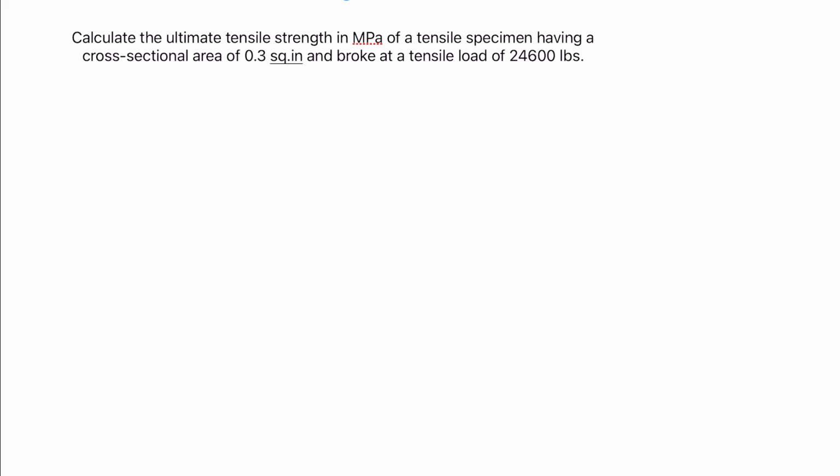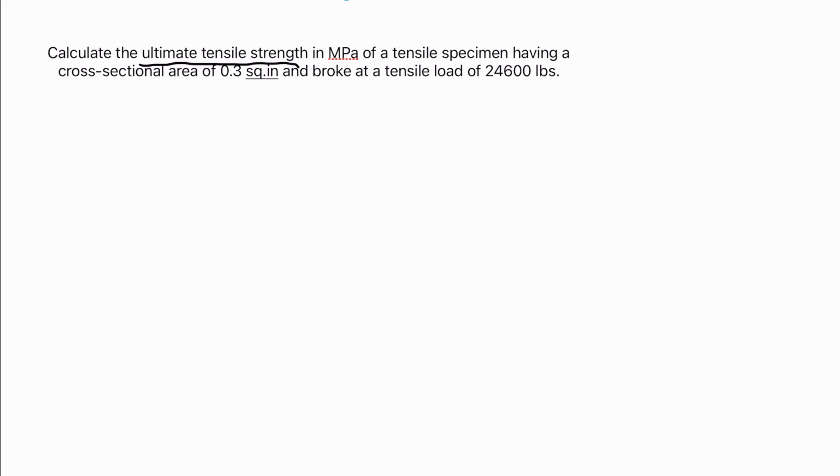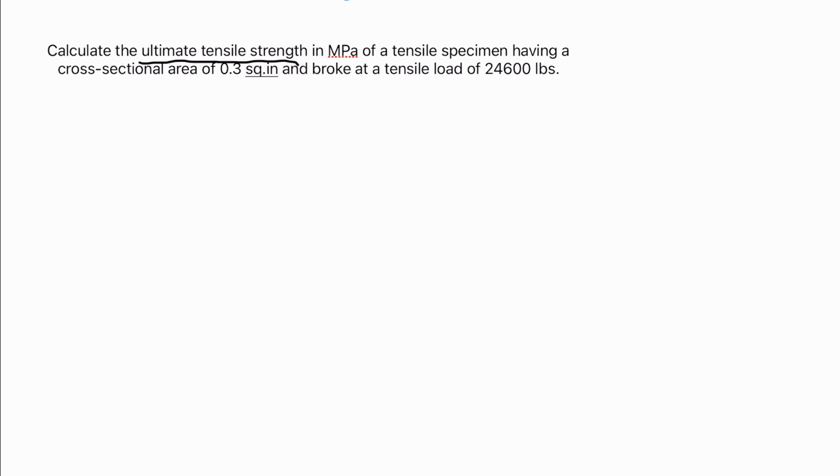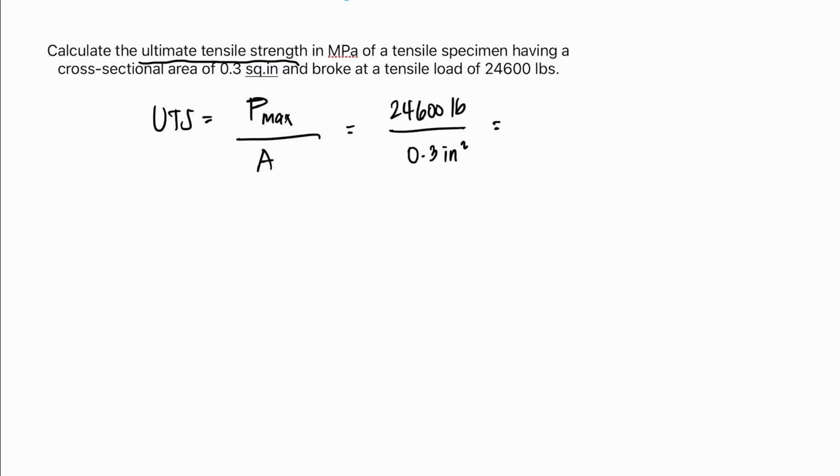So for the calculation of ultimate tensile strength, we have an example here. Calculate the ultimate tensile strength in megapascal of a tensile specimen having a cross-sectional area of 0.3 square inch and broke at a tensile load of 24,600 pounds. So if you can remember the formula of ultimate tensile strength, which is the force maximum, or Pmax, divided by the original cross-section, which is in this example, the 0.3 square inch. So 24,600 pounds divided by 0.3 square inch. So that will give you a value of 82,000 pounds per square inch, or PSI.